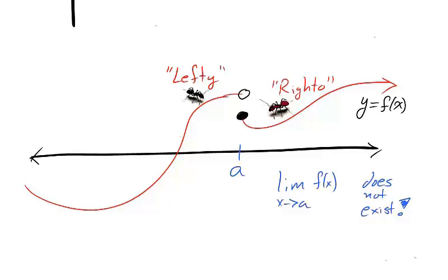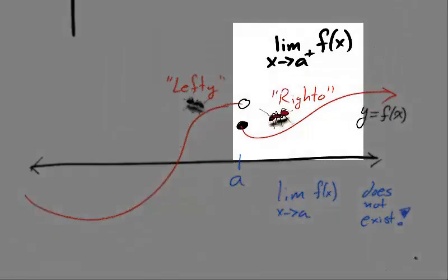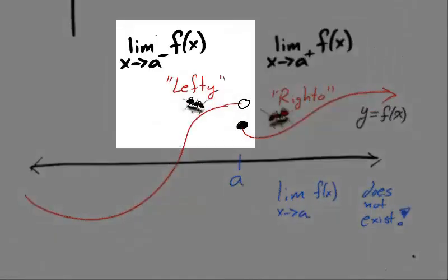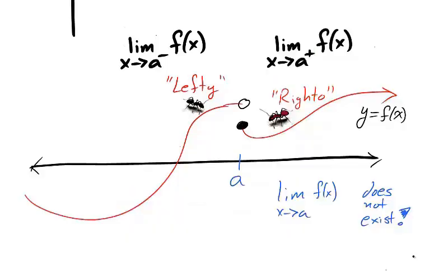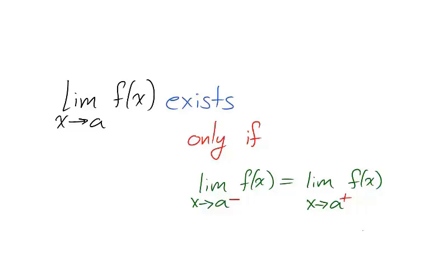The y value that righto approaches is called the right-hand limit, while the y value that lefty approaches is called the left-hand limit. A right-hand limit is denoted by a positive behind a, while the left-hand limit is denoted by a negative behind a. So when we imagine that lefty and righto meet at x equals a, we are observing the left and right-hand limits being equal. A limit exists only if the left and right-hand limits are equal.